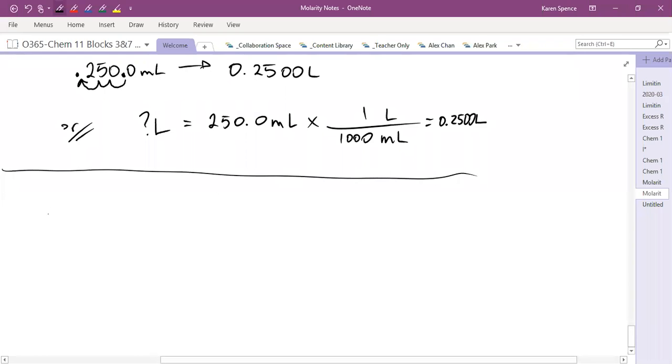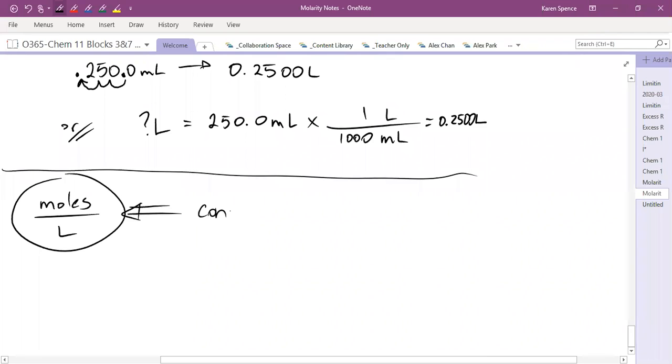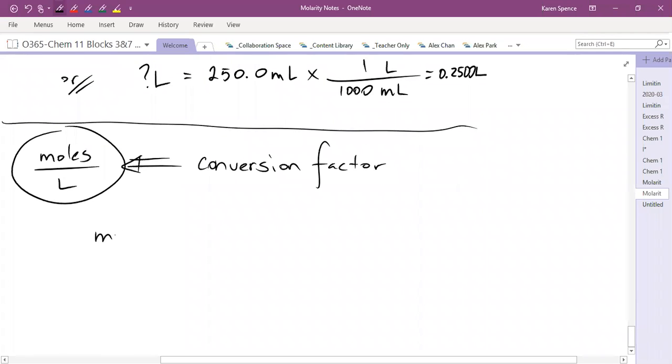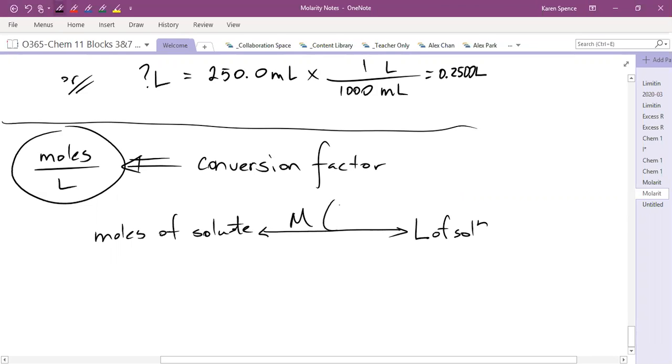All right. So as Beatrice said before, our moles per liter is a, guess what? Conversion factor. And what it allows us to do is go from moles of solute back and forth to liters of solution. And in order to do that conversion, we'll use the molarity, which of course is the moles per liter.